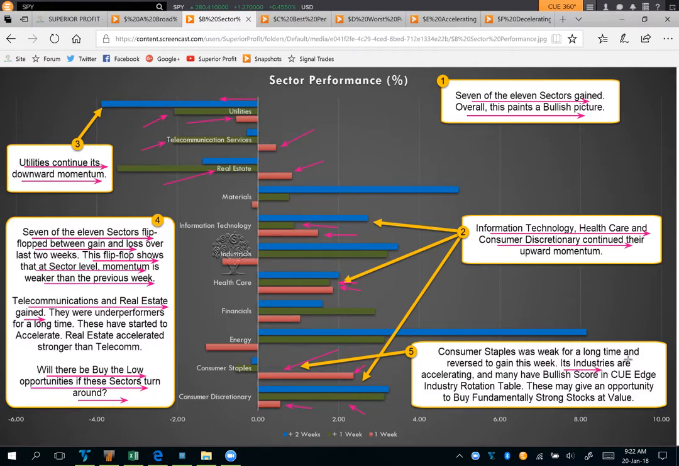Many of the consumer staples industries are accelerating, and they also became bullish in terms of QH score. This may give an opportunity to buy fundamentally strong stocks at value. In industry analysis, we'll drill further into this.